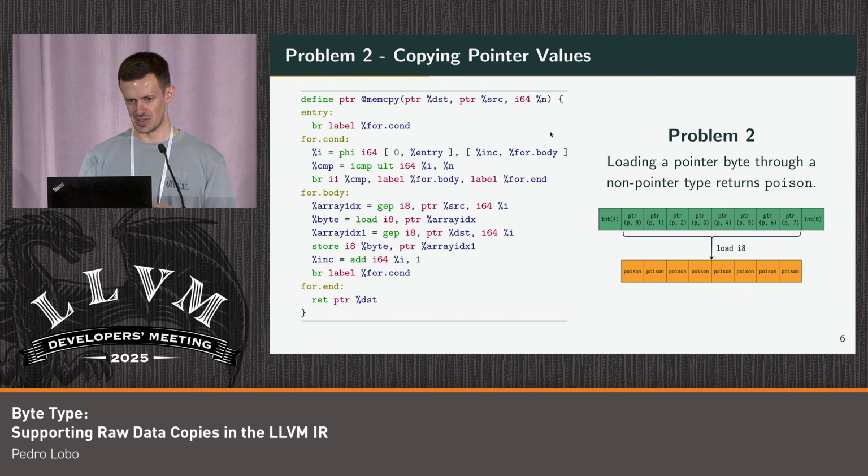Currently, the semantics of the IR define that loading a pointer through an integer type, in order to avoid casting the pointer to an integer and discarding this provenance, the load result is poison. So when we load a pointer from memory as an integer, the result is poison. So if we're trying to copy a pointer value in memcpy, we'll load the whole pointer byte as poison, as you can see here.